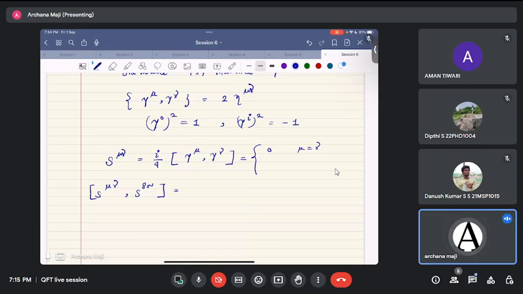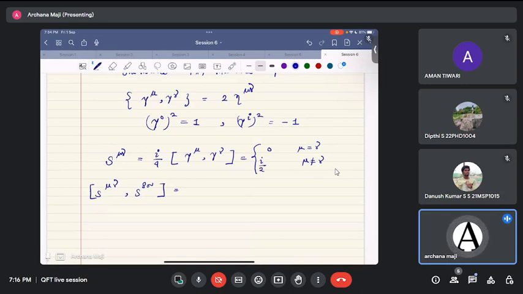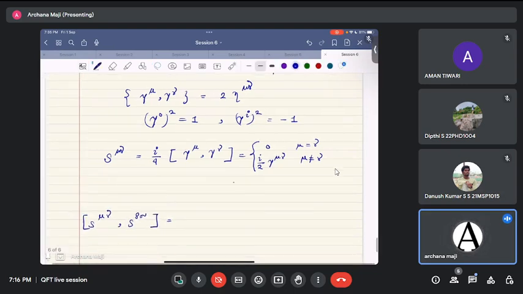So when mu is not equal to nu, from this Clifford algebra we can see that the right hand side is 0. So that means gamma mu gamma nu is equal to minus gamma nu gamma mu. So this becomes i over 2 gamma mu, and it has a nice way of writing.